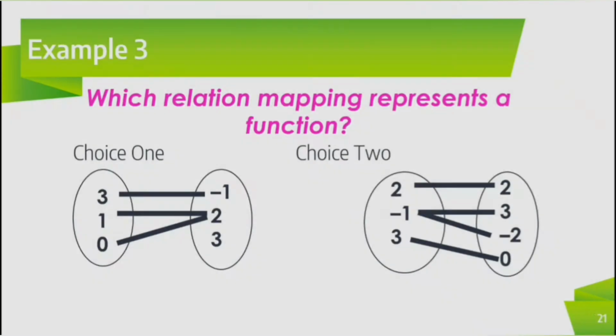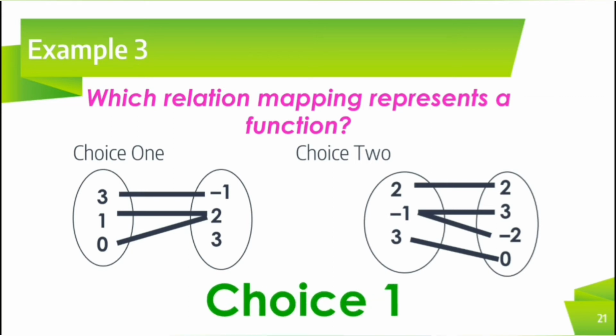Example 3. Which relation mapping represents a function? Choice 1 ba or choice 2? Tingnan po natin. Yung choice 1 po natin is many-to-one. Dito naman sa choice 2, meron tayong one-to-many. So, therefore, the function is choice 1.